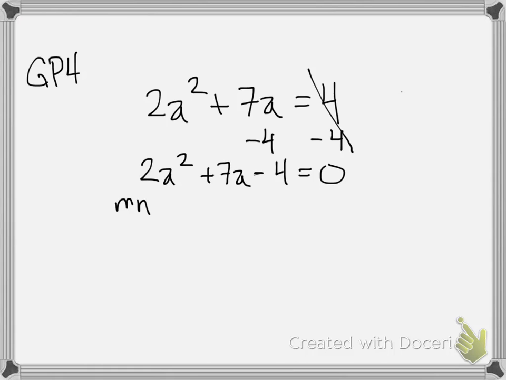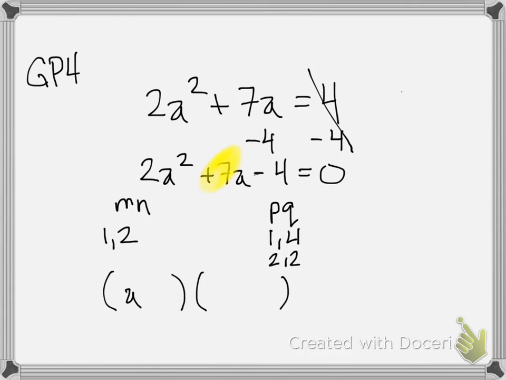You need to think about your MN and your PQ here. MN is 2, so 1 times 2. PQ is 4, so that's 1 times 4, or 2 times 2. Take a look at your B term, and your B term is a positive 7, and you have a plus-minus trinomial. Just like our previous example, the only way to get a -c is if your binomials are plus-minus.